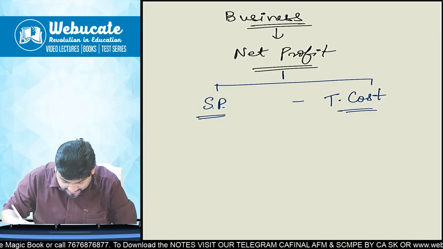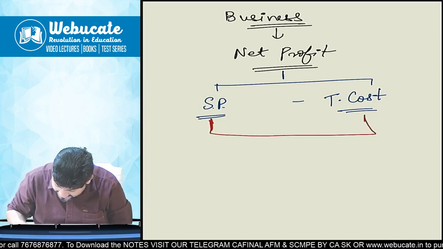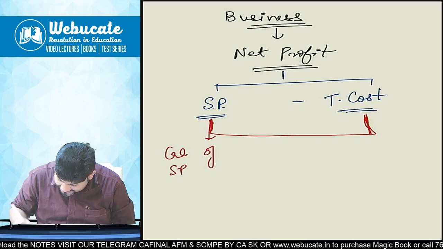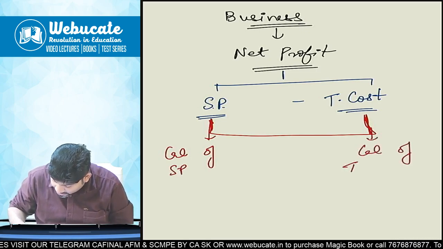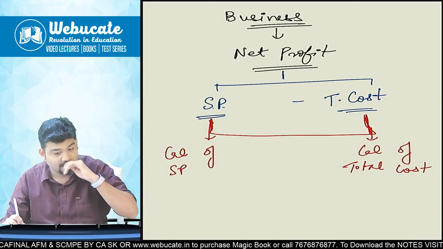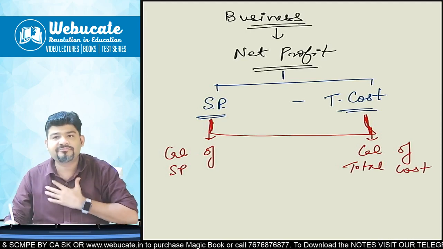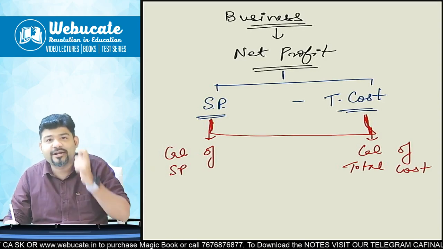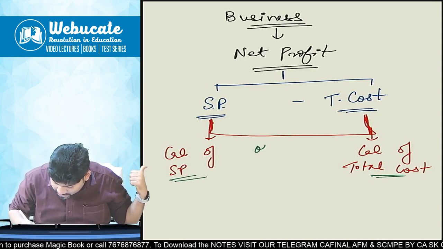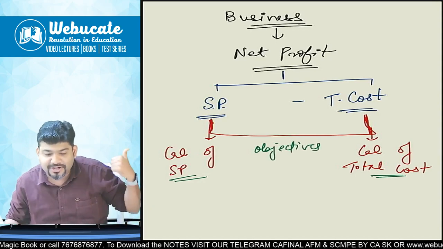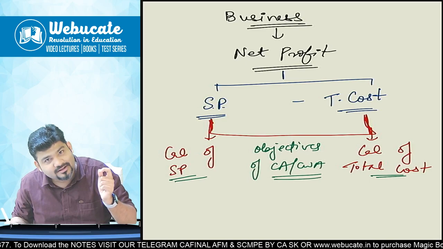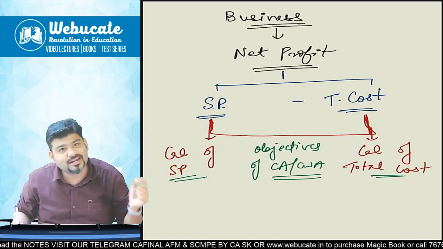Absolutely. And trust me, this calculation of selling price and calculation of total cost is one of the main objectives of a chartered and a cost accountant. There are product managers, there are pricing managers, with the main aim of calculation of selling price and calculation of total cost. If you open your intermediate book and find the objectives of a CA or a CWA, you will find: to ascertain the total cost of the product, to ascertain the selling price of the product.